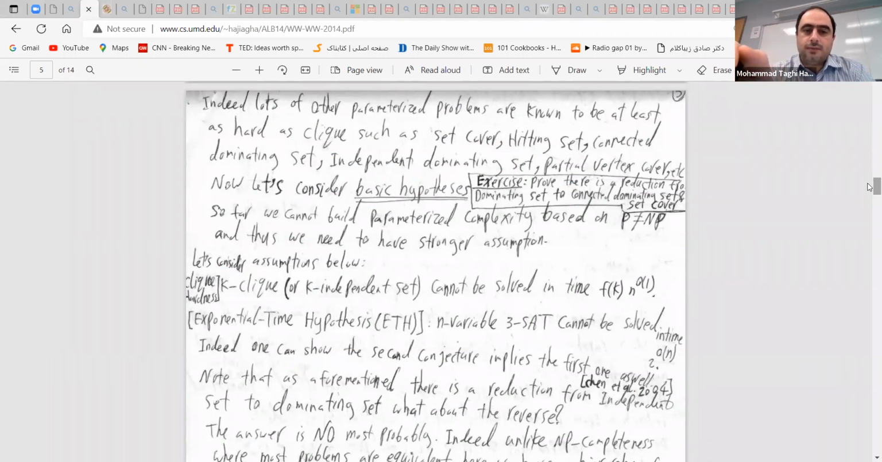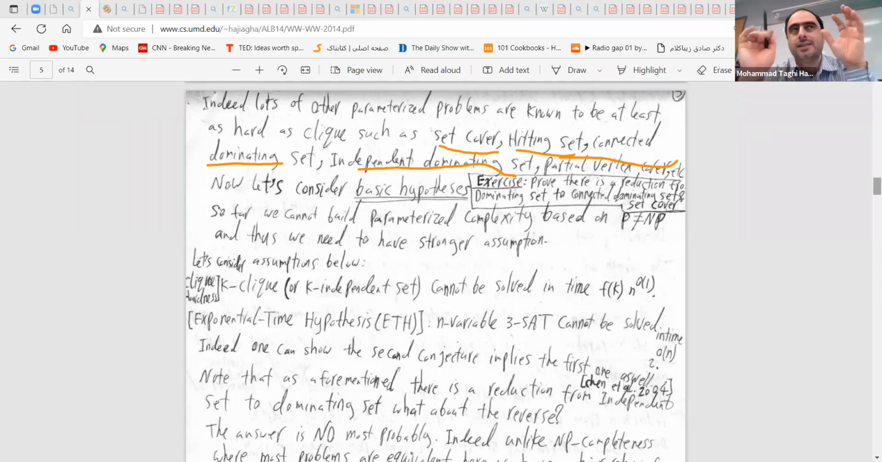And as I mentioned, we have shown that dominating set is as hard as independent set, and you can say similar things. You can say that independent set and clique are the same. We can show that other problems like set cover, hitting set, connected dominating set, independent dominating set, and partial vertex cover, you can see the definitions in the book or online, are all as hard as independent set or clique. So clique is a very important problem here because all of these problems are shown to be as hard as clique, or independent set, which are the same.